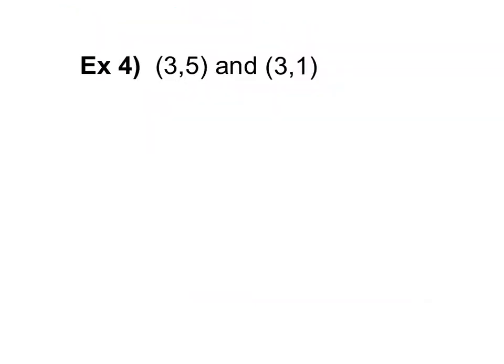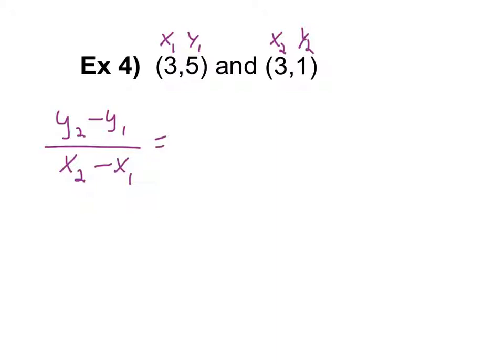All right, here's another example. So in this example, we have x1, y1, and we have x2, y2. So our formula is y2 minus y1 over x2 minus x1. So y2 is 1 and y1 is 5, so I subtract those. And then x2 is 3 and x1 is also 3. So you can see 1 minus 5 is going to be -4, and 3 minus 3 is 0.